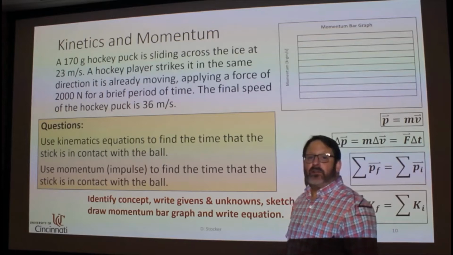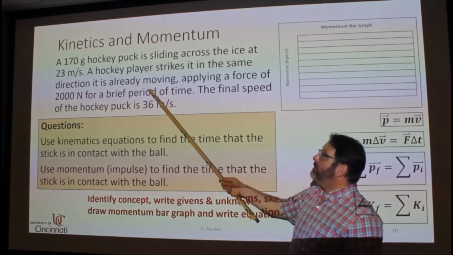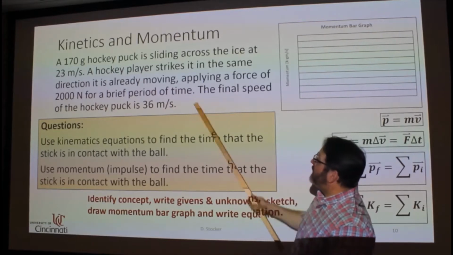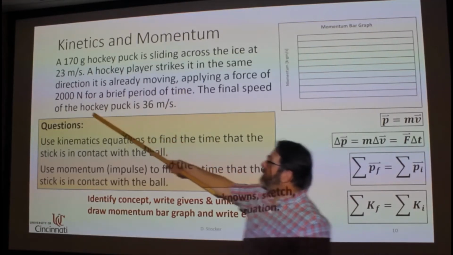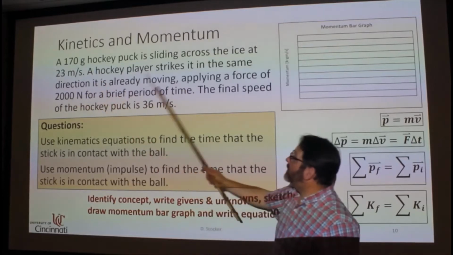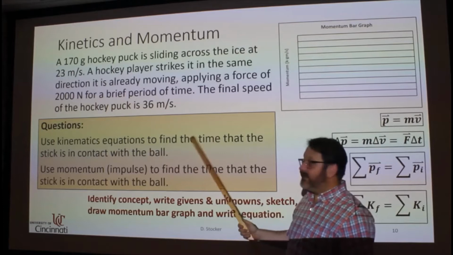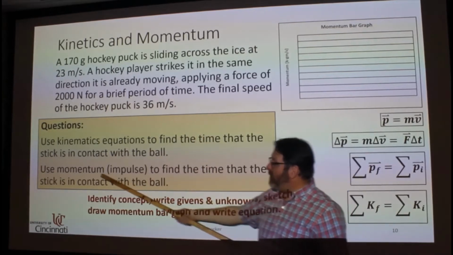In this video, I'll solve a problem about a hockey puck that is hit with a hockey stick for a brief period of time at a very high force. So I will do this two ways, once using kinematics and the other way using momentum.